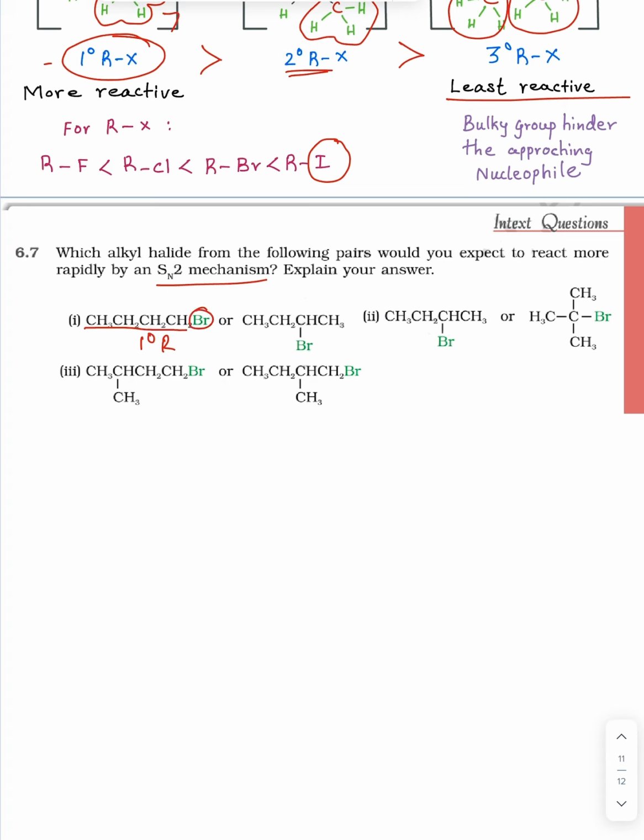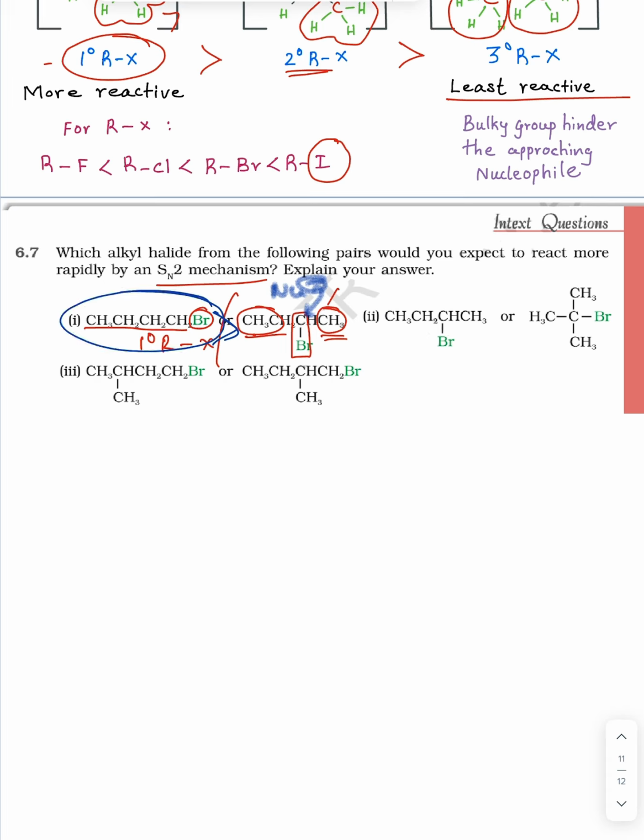This is the R group and this is the halogen. And what about the second one? In the second one, the carbon-halogen bond is connected to two alkyl groups, so it is a secondary alkyl halide. So what is the reactivity? The secondary alkyl halide has more bulky groups, so the approach of the nucleophile is very difficult, because two bulkier groups are present. So what is the answer? The answer is n-bromobutane. It is more reactive. This is the answer.